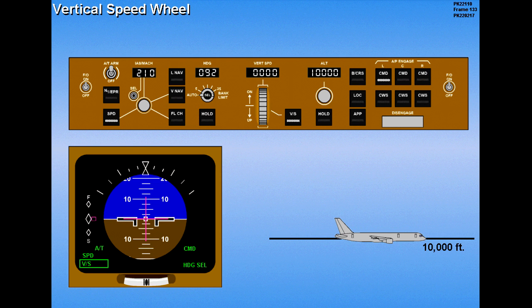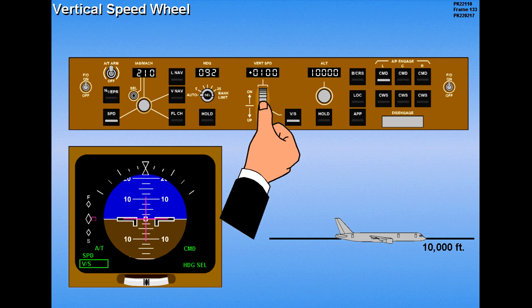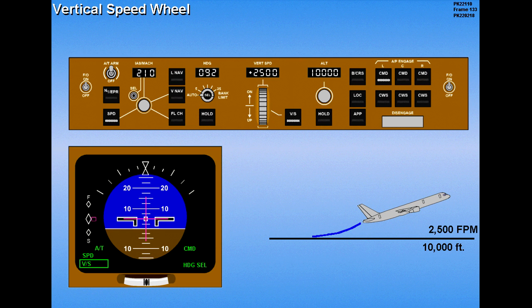When the vertical speed mode is engaged, the vertical speed selector can be used to command a desired climb or descent rate for the aircraft. However, you should first set a new altitude for alerting purposes.